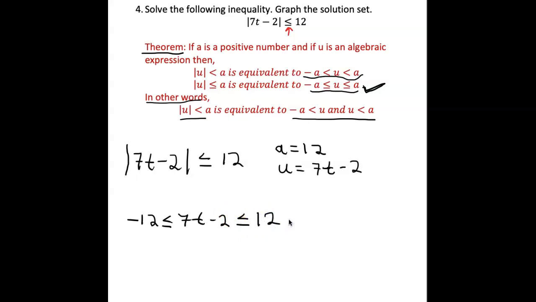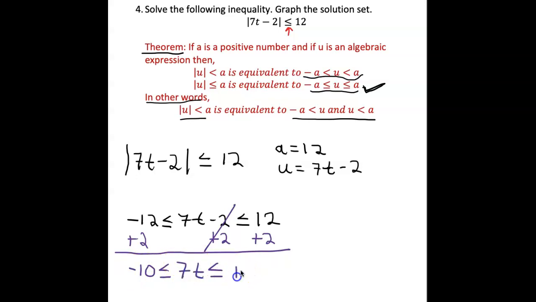Now solve. Using my theorem, I figure out which one of the two goes with it based on the sign that the problem has from the beginning. Then I construct my compound inequality, and now I simply solve. You solve from inside out, which means I'm first going to add 2 to all the sides. That gives me negative 10 less than or equal to 7t less than or equal to 14.